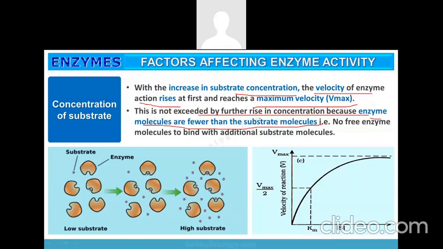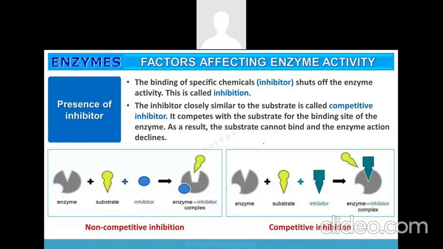The second is the concentration of the substrate. With the increase in substrate concentration, the velocity of an enzyme action rises at first. So when we increase the substrate concentration, the velocity, the rate of reaction, will increase and it will reach a maximum velocity at one particular point. But this is not exceeded by further rise in concentration because the enzyme molecules are fewer than the substrate molecules. So once all the enzyme molecules are bound to the substrate molecules, there will be no free enzyme to bind with the new substrate molecules. As a result, the Vmax will not reach a further state.